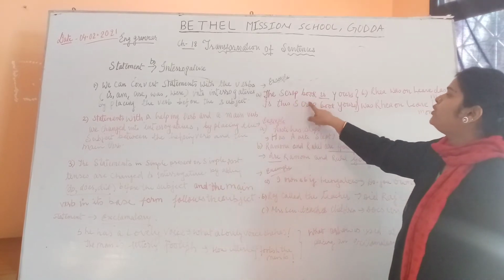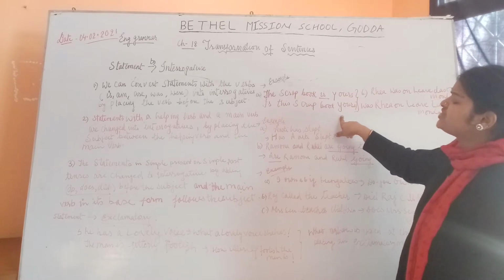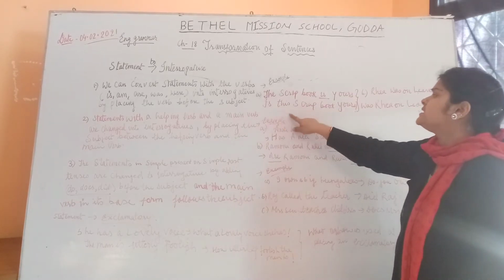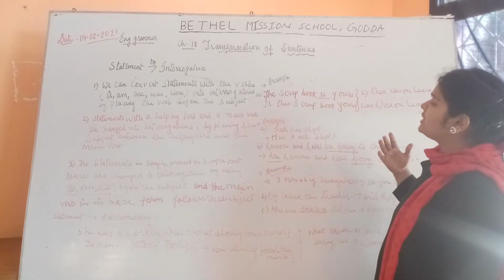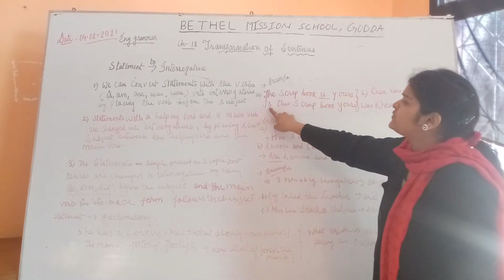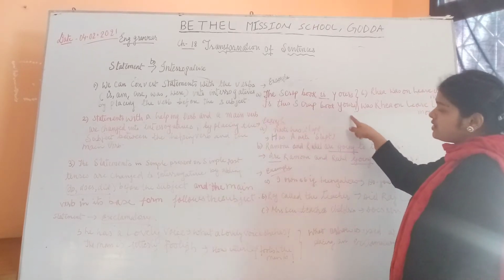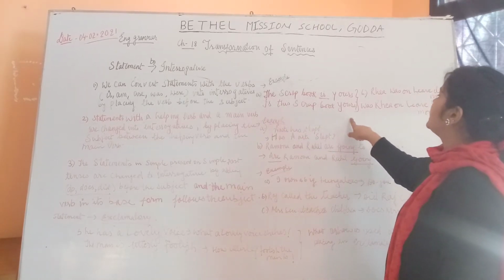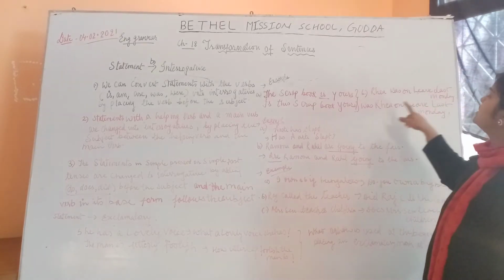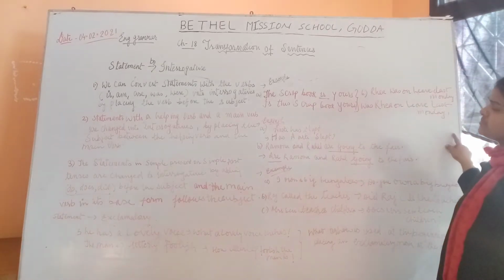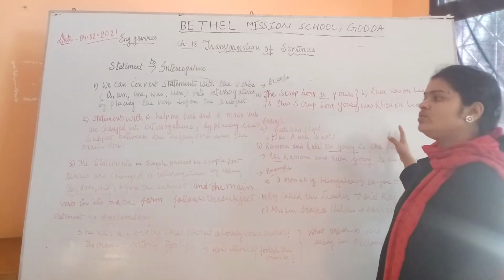The scrapbook is yours. The changed sentence is: is the scrapbook yours? When we convert it into interrogative and make a question, the verb is comes before the subject. In the second sentence, Ria was on leave last Monday. So: was Ria on leave last Monday? This is the type where we convert the statement into an interrogative one.